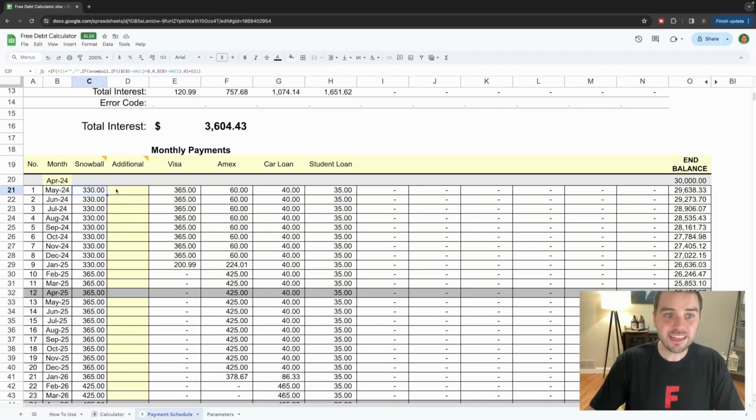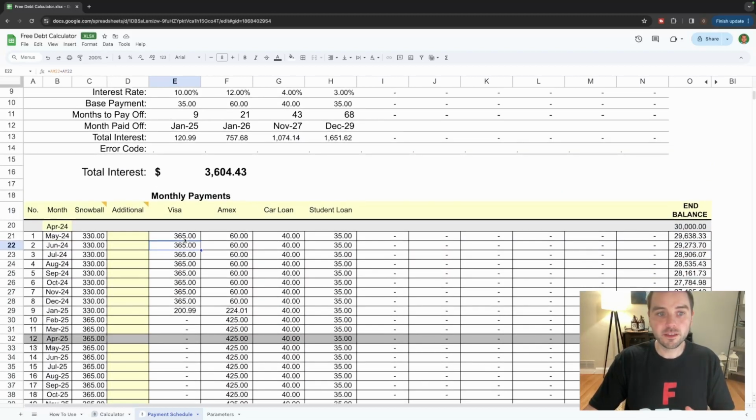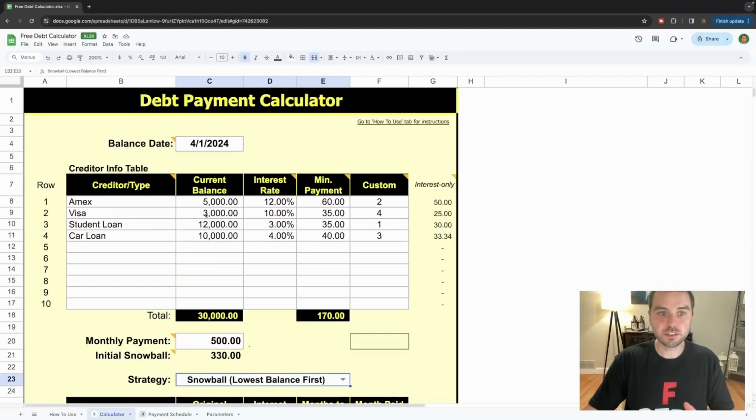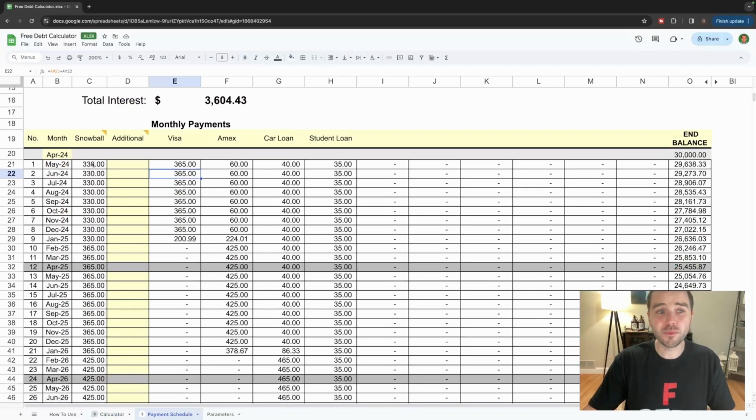So how it's going to work is this tab calculates what your minimum payment is for each of your debts. And then the initial snowball will be added to whichever debt payment you decide to go first. So in this case, using the snowball method, the Visa is selected because it has the smallest current balance of $3,000. So that's why it's ordered in that way. So the $330 snowball plus the, I believe, $35 minimum payment that we have for the Visa is attacking this debt. Here we go. And as we saw, 9 months to pay this off. So this is a partial payment.